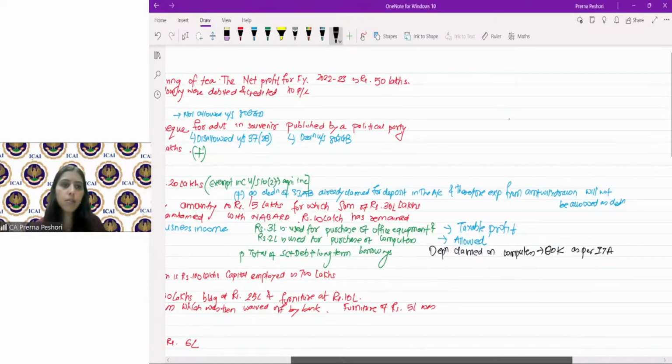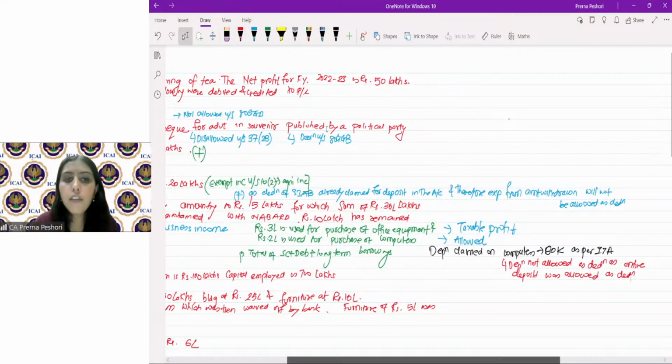Okay, so just write down. Depreciation not allowed as deduction, as entire deposit was allowed as the deduction. Are we clear?